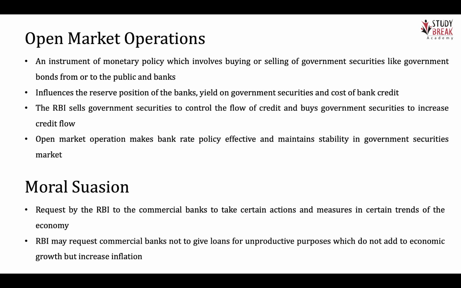So, what are open market operations? Open market operations are the buying and selling of government securities, like government bonds or other types of government securities, to the public or to the banks. Now, why is this important? Because the RBI might sell government securities to control the flow of credit. If I am the RBI and I sell some government securities, I get the money and keep it with me, which means that the public or the banks do not have enough money to lend or to invest. So the inflation comes down because people are not ready to buy things.